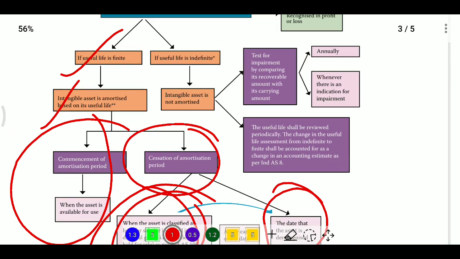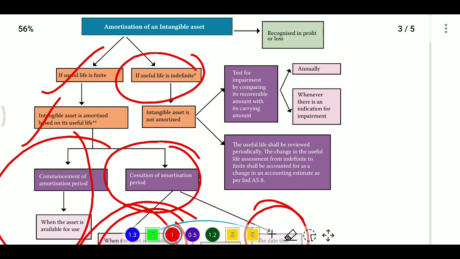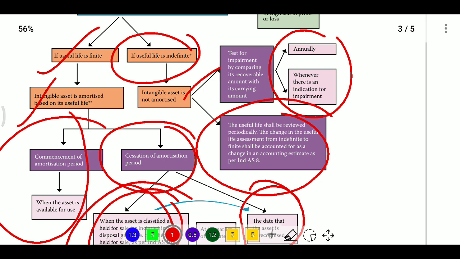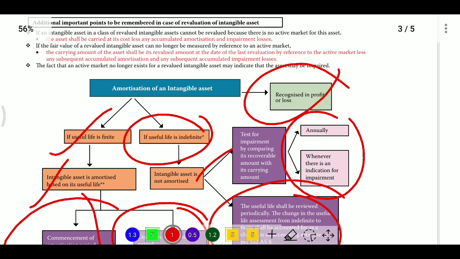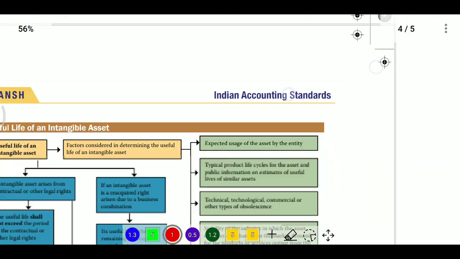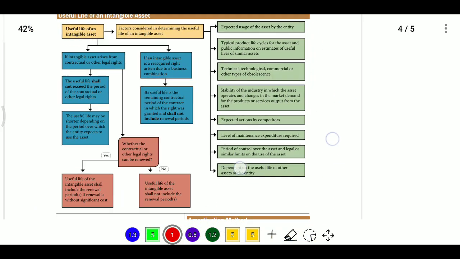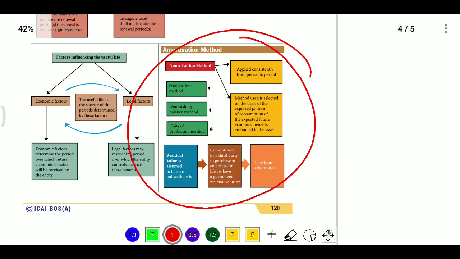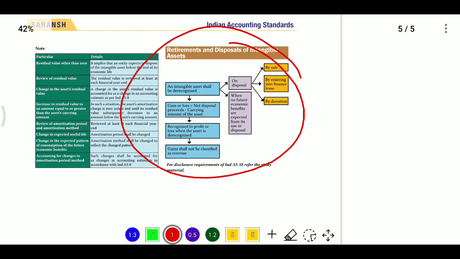If the asset has an indefinite life, the intangible asset is not amortized, but we need to test for impairment by comparing its recoverable amount annually, or when there is an indication of impairment. The useful life shall be reviewed periodically, and the effect will be charged to the profit and loss account. This is the main point. In subsequent recognition, whenever the asset is sold or retired, you need to transfer the gain or loss to the profit and loss account. This is related to Ind AS 38.